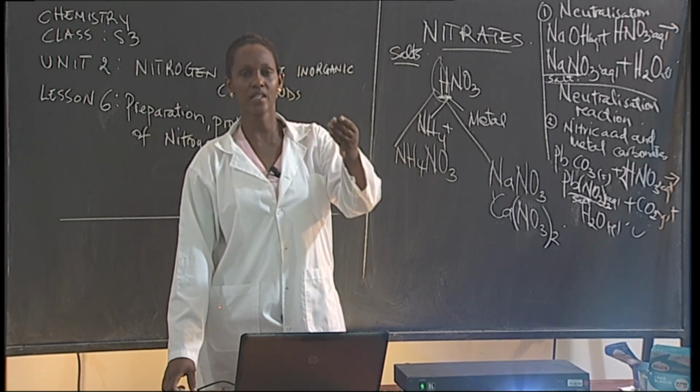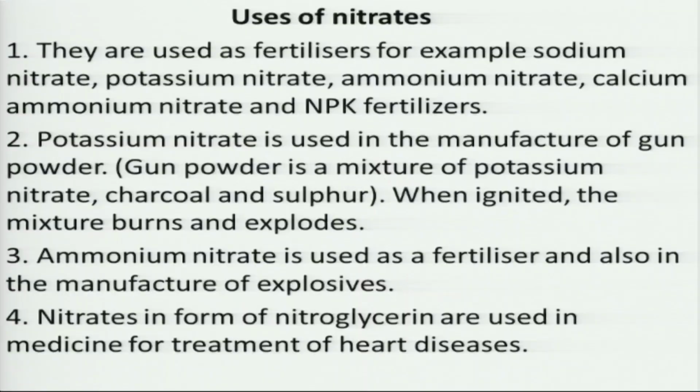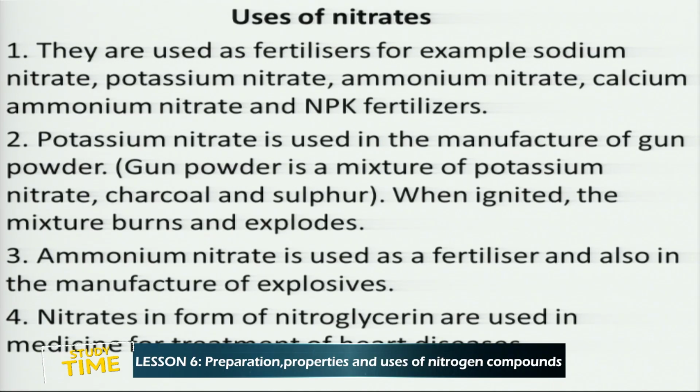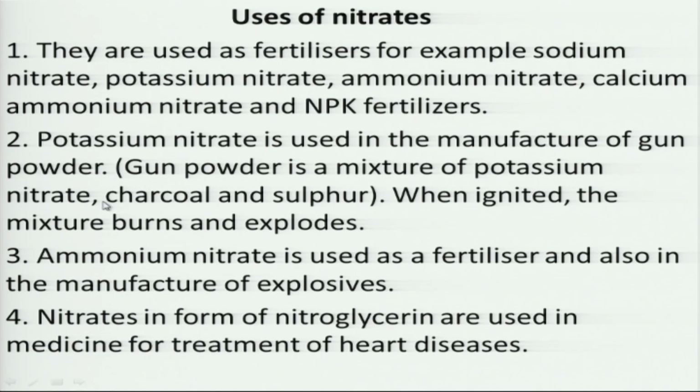So nitrate is used as a fertilizer. For example, sodium nitrate, potassium nitrate, ammonium nitrate, calcium nitrate, the NPK fertilizers. Number 2, potassium nitrate is used in the manufacture of gunpowder. All right? Nitrate is used in the manufacture of gunpowder.